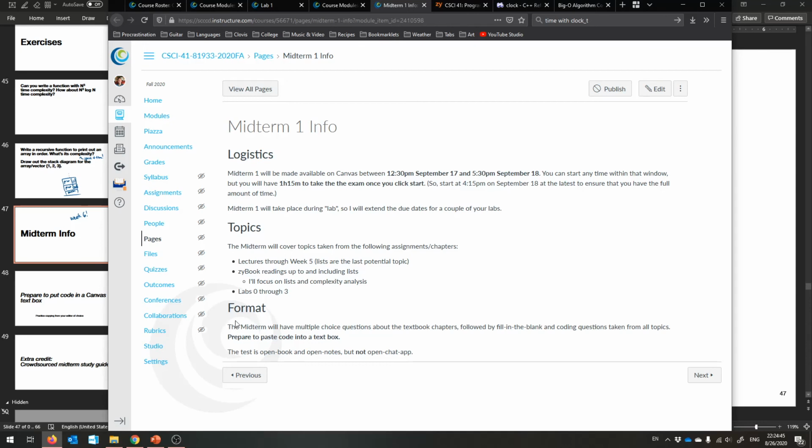And then the final thing is the format, in case you're interested. I'll take some multiple choice questions from the textbook chapters. The Zybook has some of those, and I'll take maybe 20 or so, and those should be pretty quick. And then the other part of the exam will just be a free-for-all, fill in the blank or coding questions taken from all of the topics up here. Okay, so that's the idea, and you should do just fine, I think.